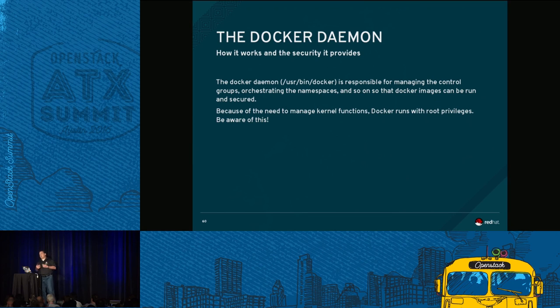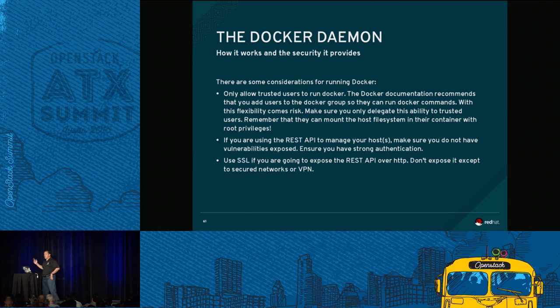Now, at Red Hat, we don't enable the ability to do things like, if you read the Docker documentation, they say to create a Docker group and add your user to the Docker group, and once your user is a member of the Docker group, they can run Docker from the command line. We actually don't enable that. We would rather see you actually run things as root and let the Docker daemon drop privileges. So there are some considerations for running Docker.